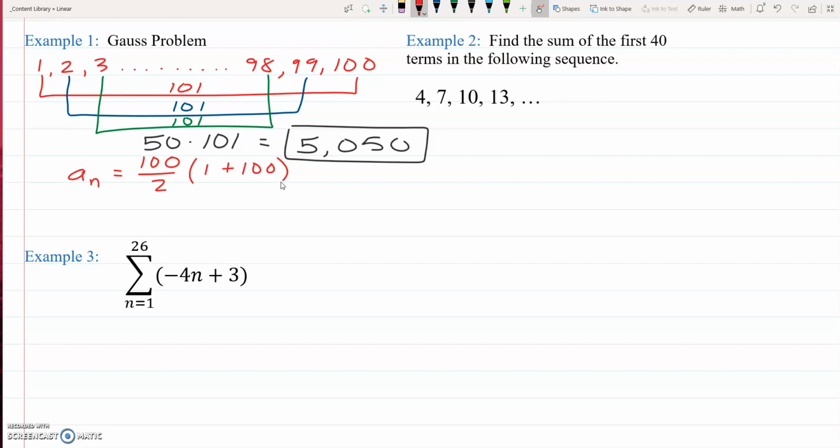So what you just need to do is take the number of terms divided by 2 because that's how many total pairings there's going to be. This formula always works. Okay? So it's just the same thing here. We end up with a sub n equal to 50 times 101. So we know that it's going to equal 5,050.